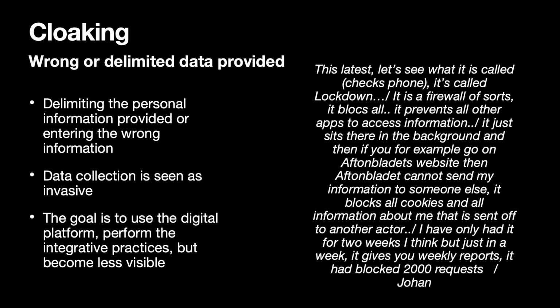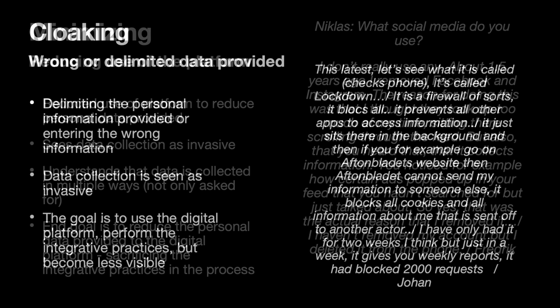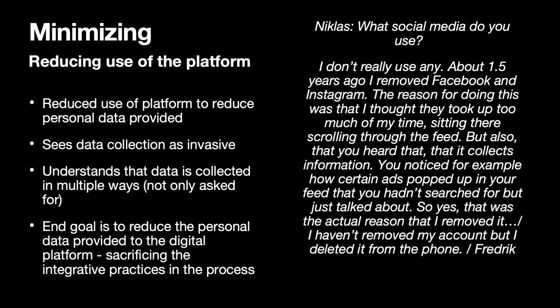So Yuan wants to continue to use all the same platforms that he usually does, but he wants to prevent them from seeing him. So this is what we term cloaking. Then we have minimizing. In this case, they're willing to reduce how much they use the platform in order to reduce the personal data that you are giving them.